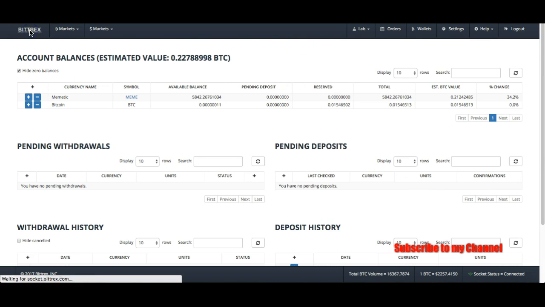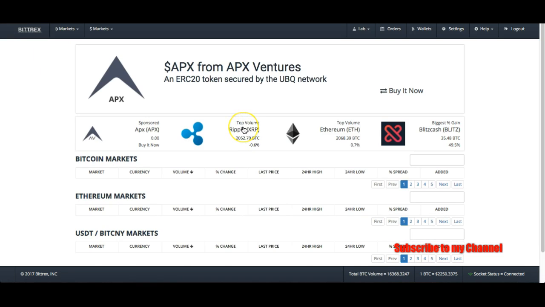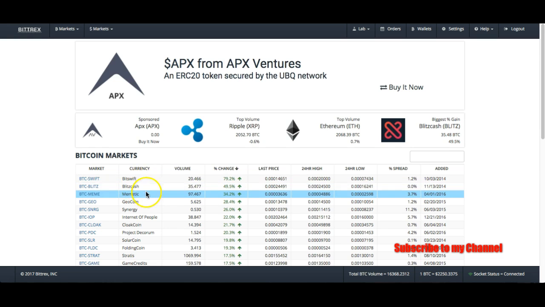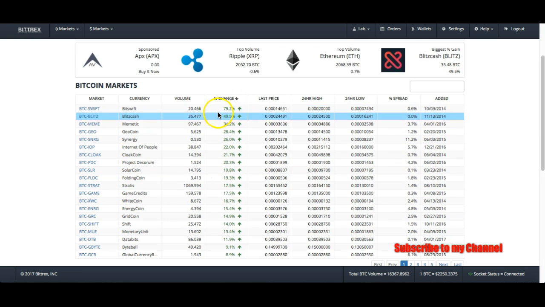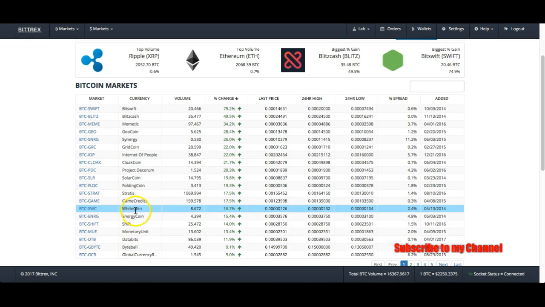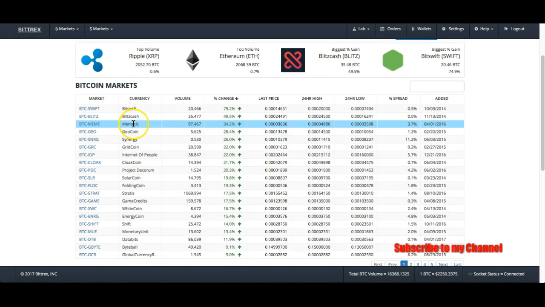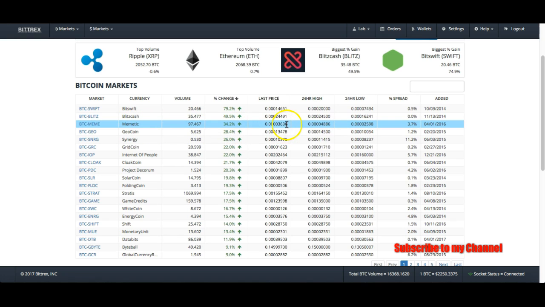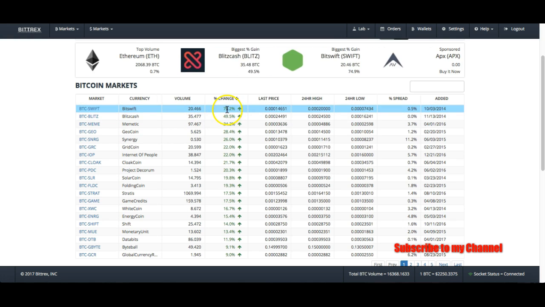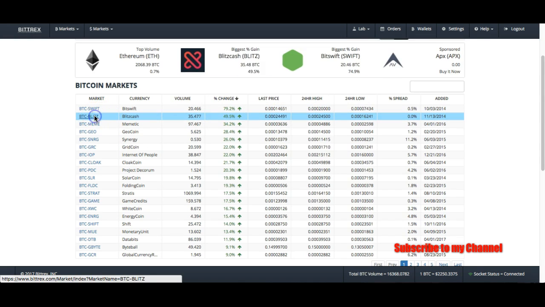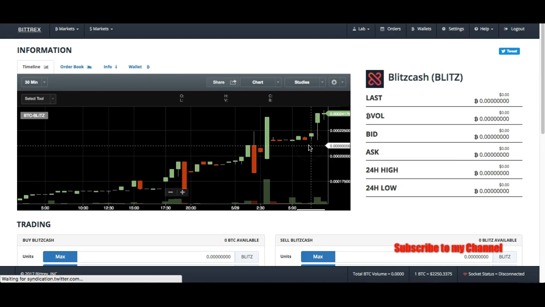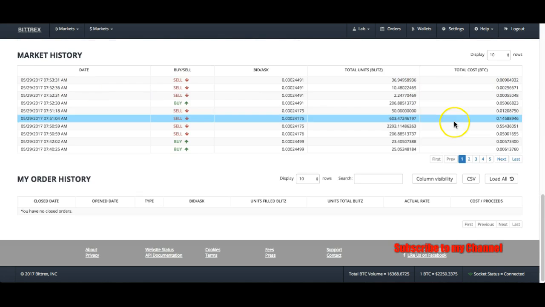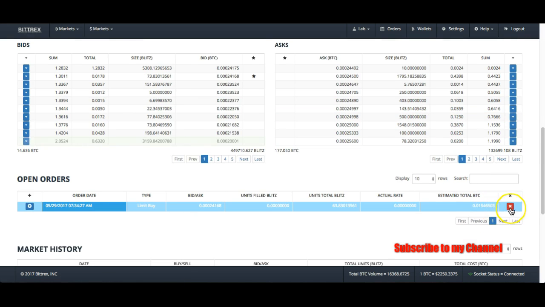After you are inside of Bittrex, and again, guys, keep an eye on the coin, keep an eye on the actual change. As you can see, I have money in this one. There's a 34% change. It's at 36.36. We just purchased some Blitz Cash, but it's still in process, I believe. It's still in process.